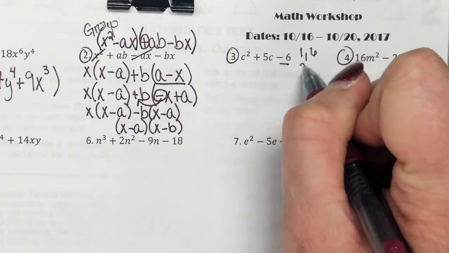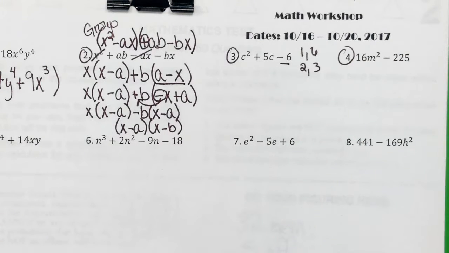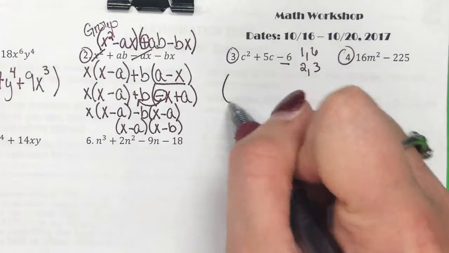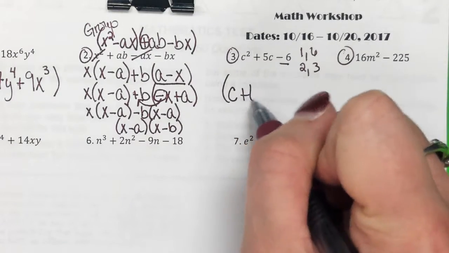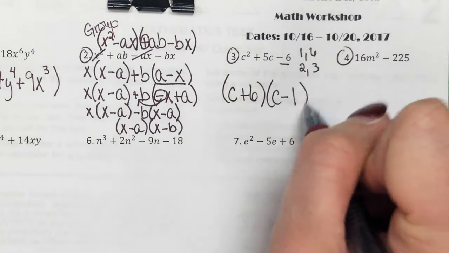1 and 6 and 2 and 3. They both give you 5. 2 plus 3 is 5, and 6 minus 1 is 5. But which one multiplies to be negative 6? 6 and 1. How? 6 minus 1. Very good.